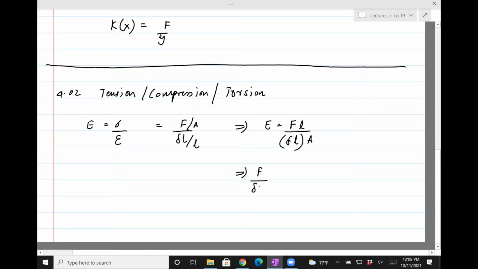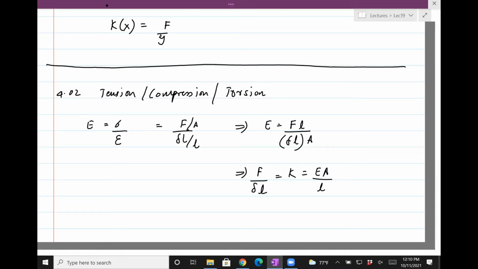F divided by delta L, which is my spring constant. And you can see that it's simply E A divided by L. So E is the Young's modulus, A is the cross-sectional area on which the force acts, and L is the length. K is a material property.